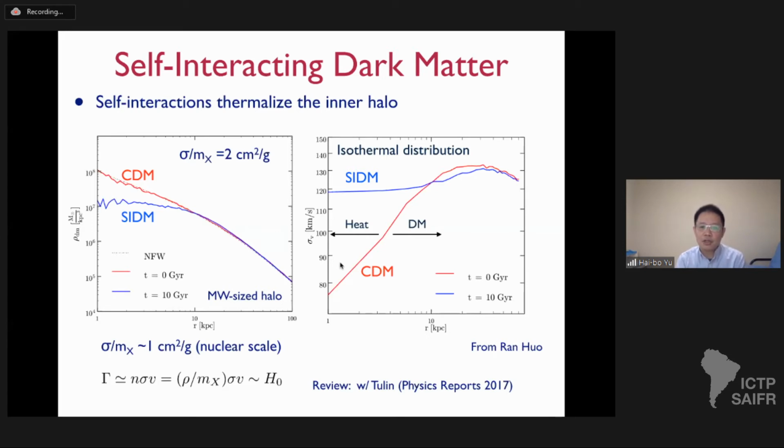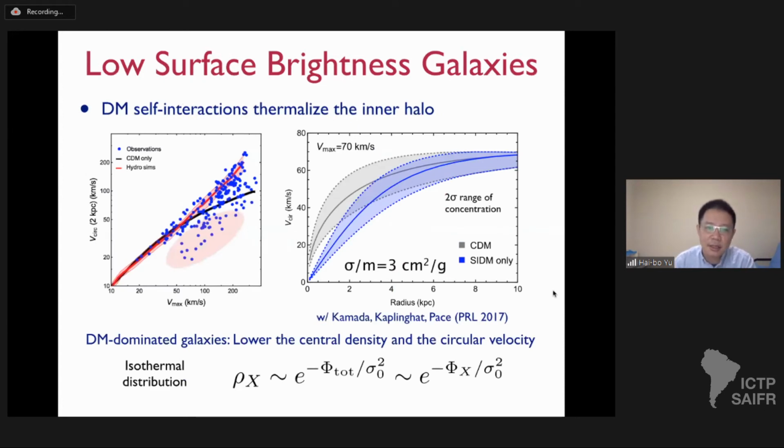Now, if you have collisions, they will transport heat from the outer region to the inner region, and those inner particles will escape from the inner region to occupy a larger orbit. So that's the reason why the density drops. Another important point here is that after 10 gigayears of evolution, this velocity dispersion becomes a constant. From thermodynamics, we learned that if the velocity dispersion is constant, then we say the system follows an isothermal distribution, right? So this is the basic idea behind the SIDM. So let's see how this simple idea can address the diversity problem.